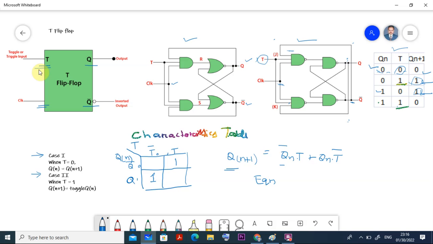From the equation we find Qn+1, that is the output at the current state or the new state, which is equal to inverse of the output at the previous state into T plus output at the previous state into inverse of T. Okay, this becomes the equation, and using all these things we can use the T flip-flop.